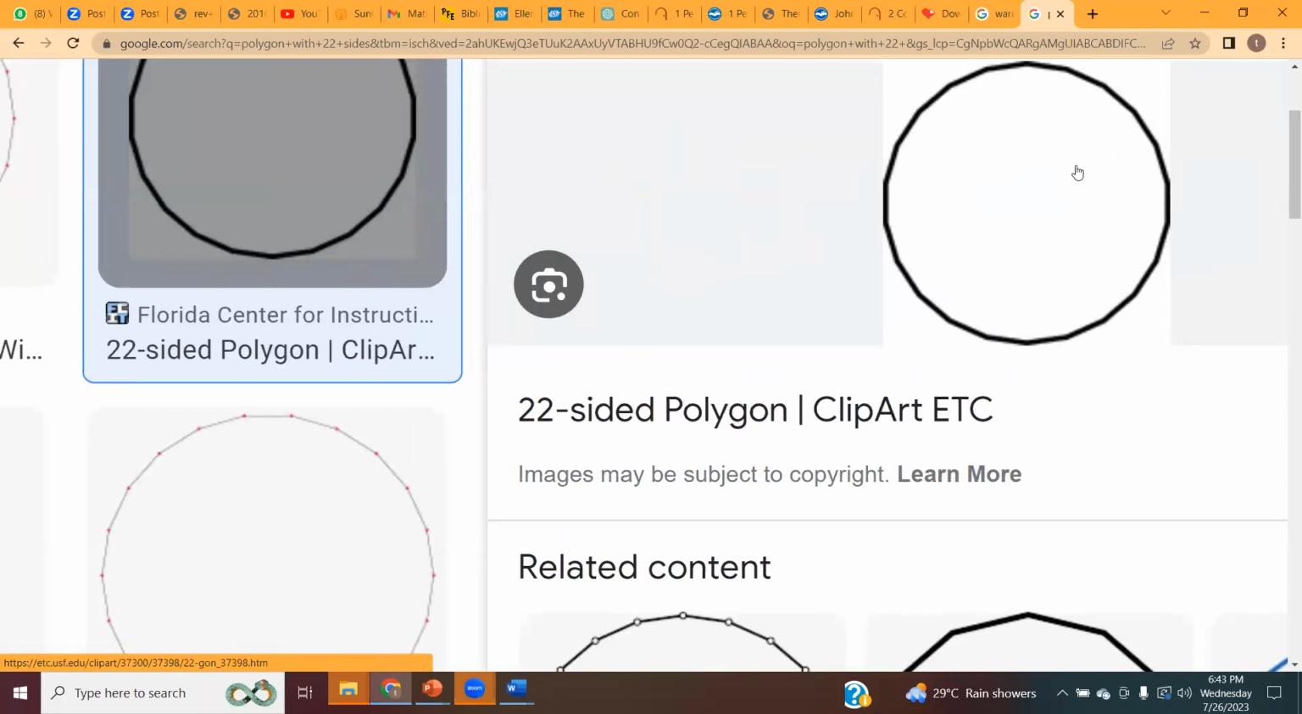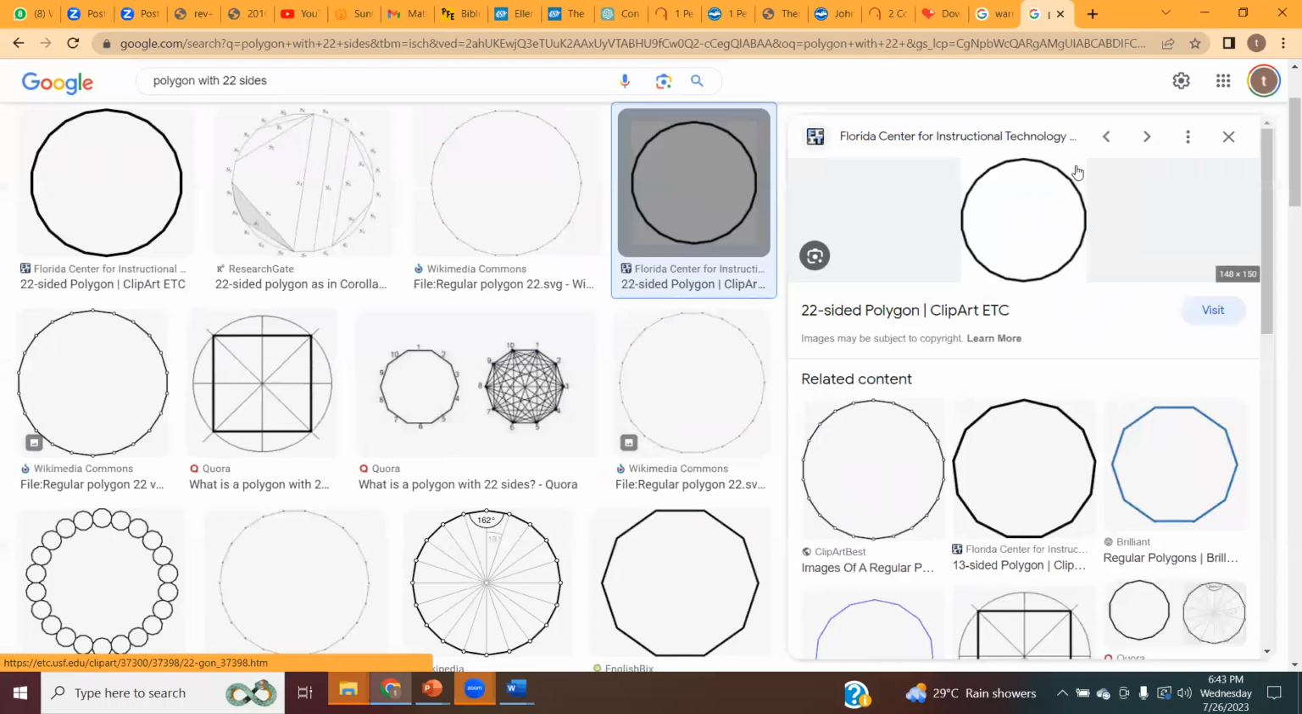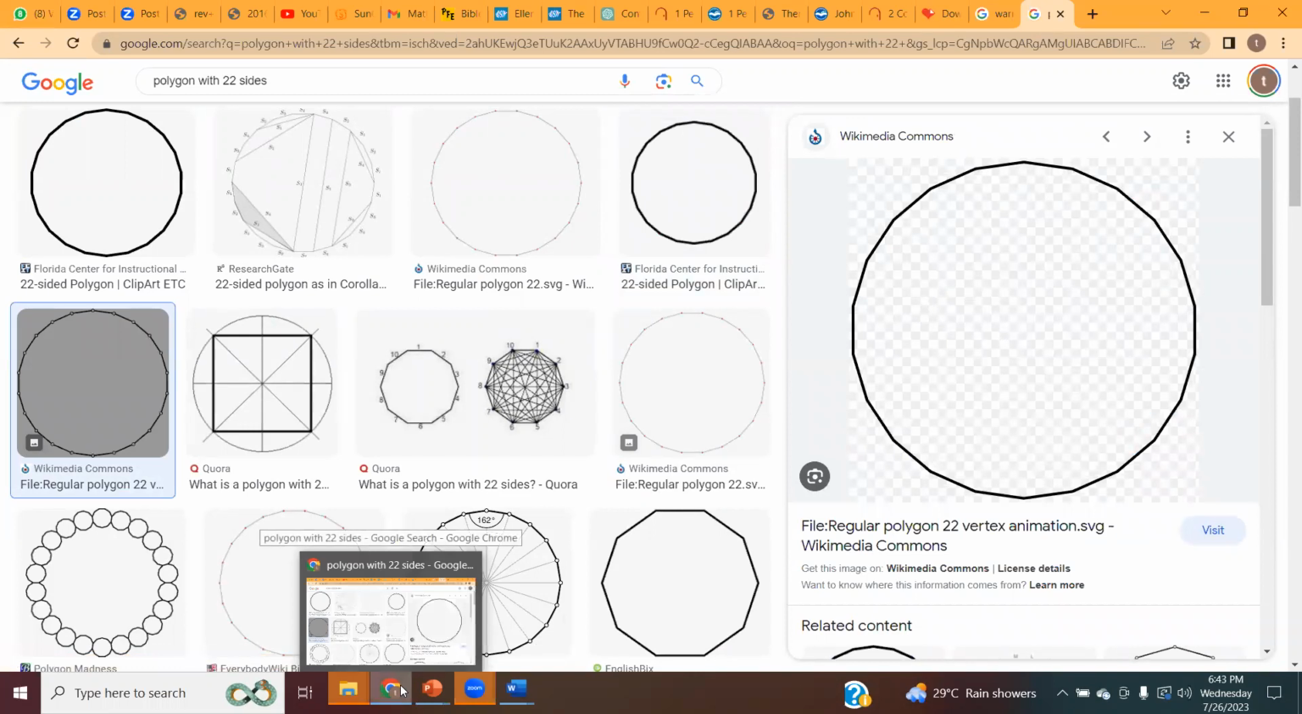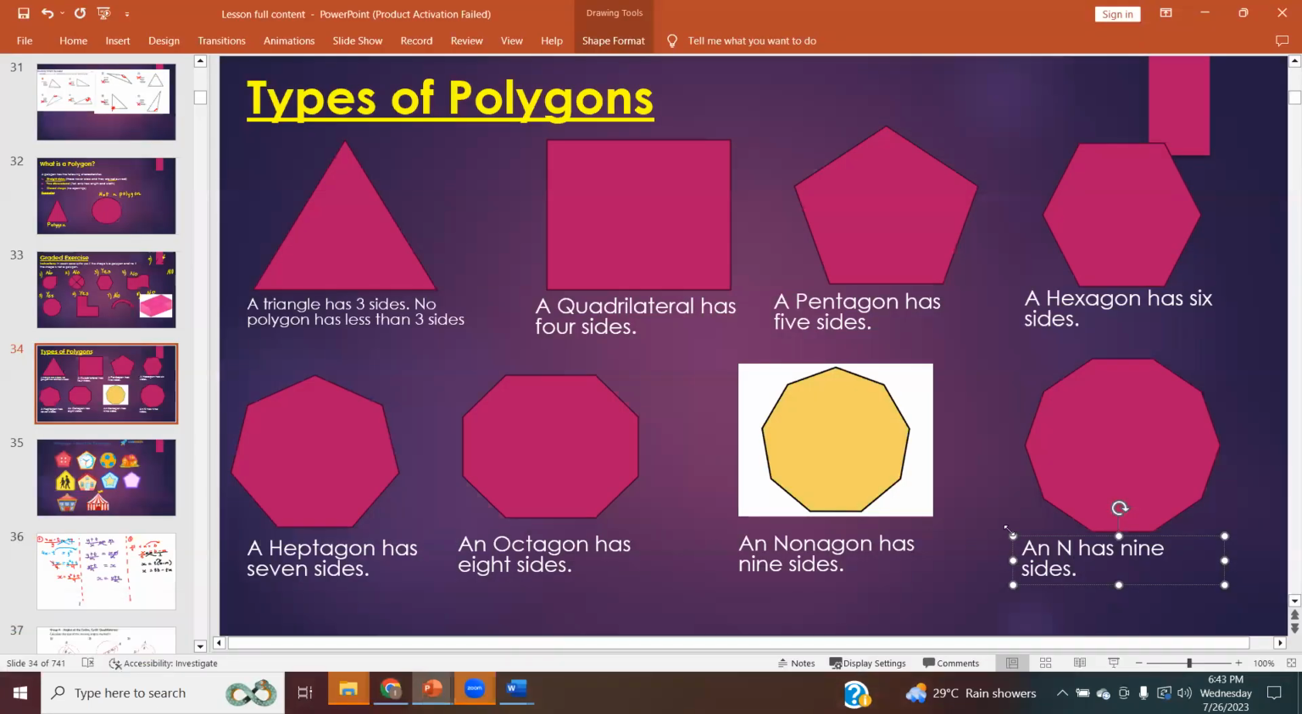It has 22 sides. And if we have a polygon that has 33 sides, then it'll look more and more like a circle. So as you increase the number of sides, it looks more and more like a circle. If n is infinity, if you add an infinite amount of sides, then that's actually a circle. All right, so a decagon has 10 sides.